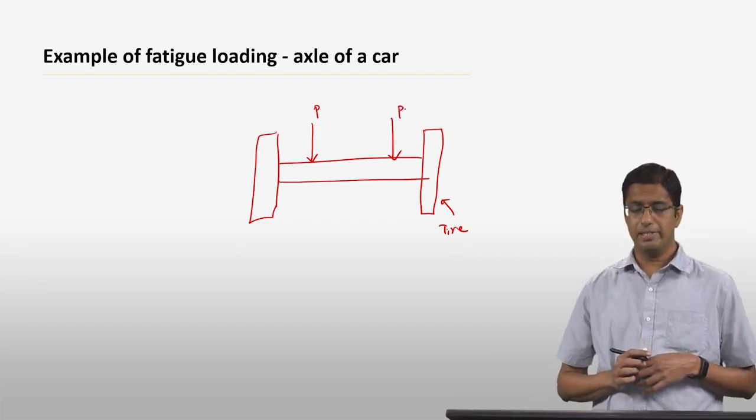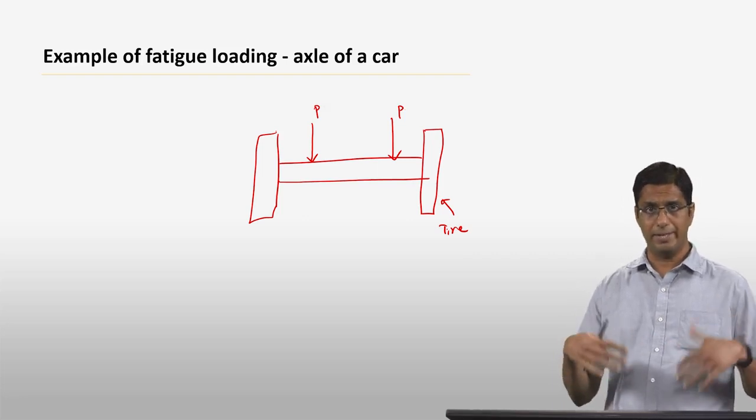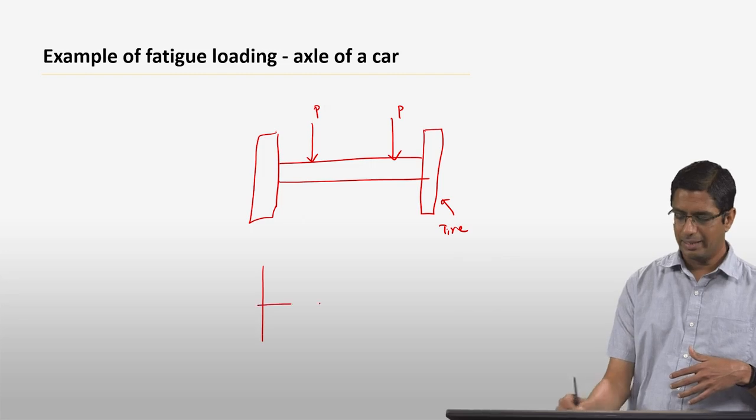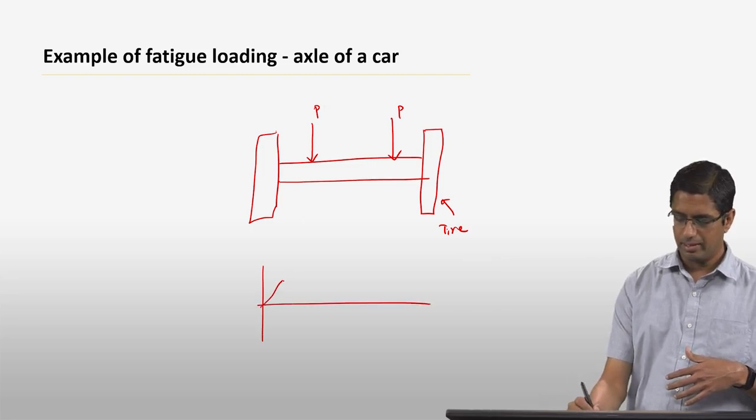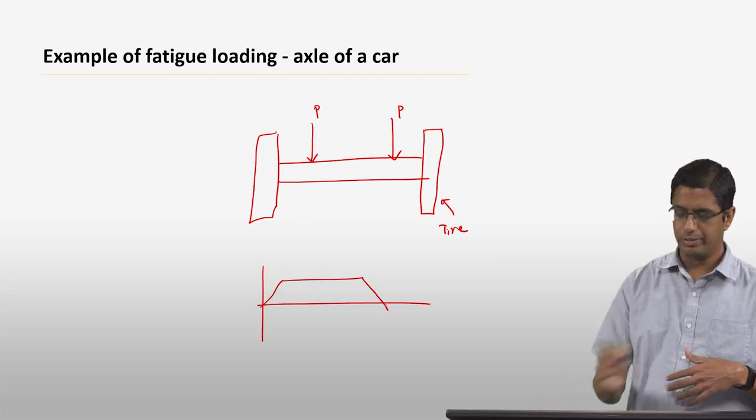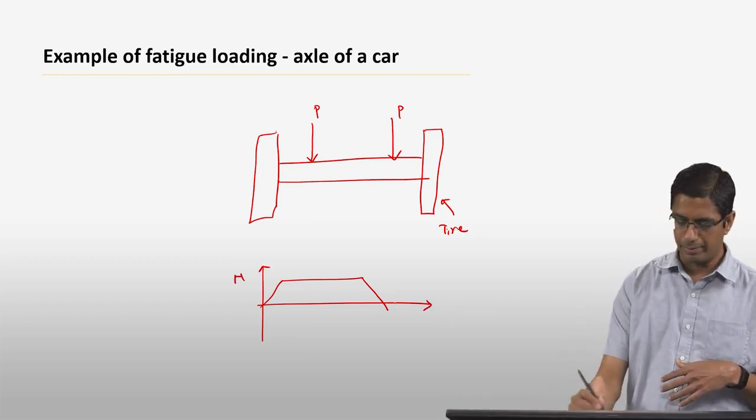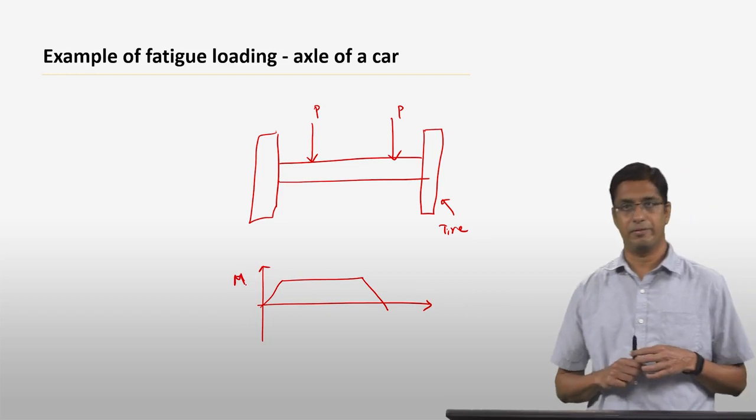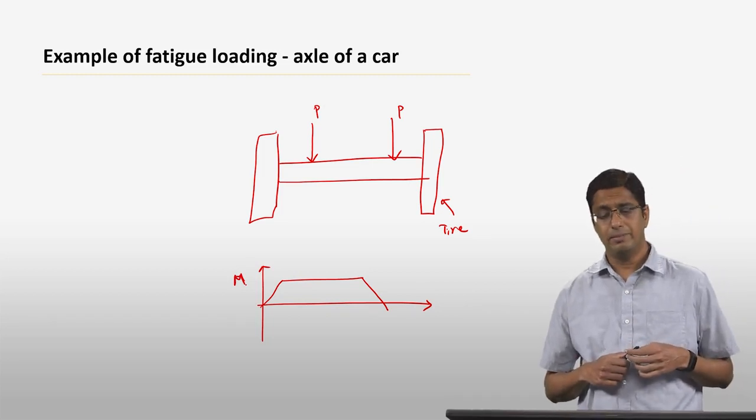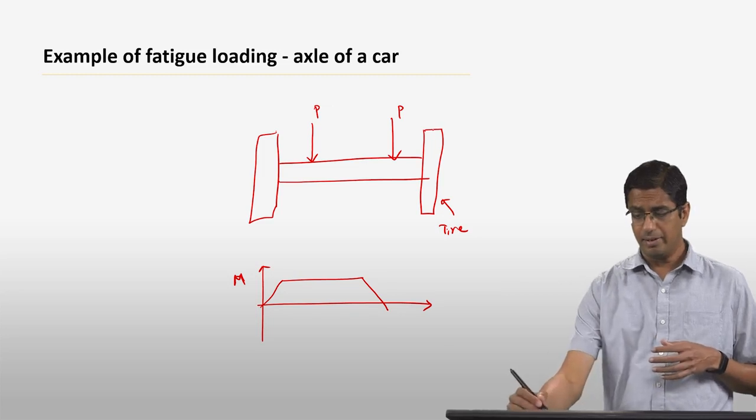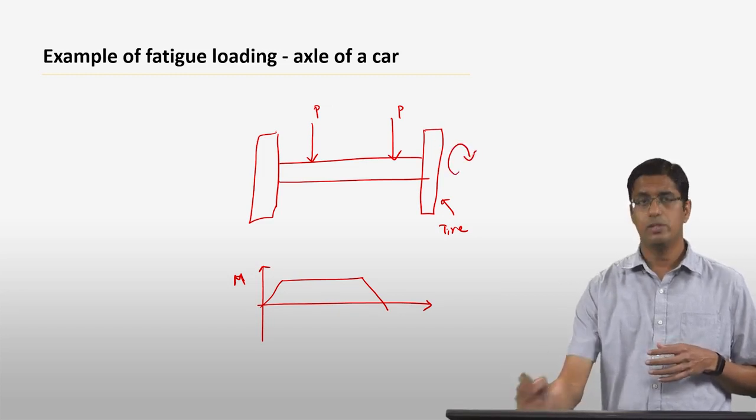So because of these two forces, you're going to have a bending load. And if you draw the bending moment diagram for something like this, it might look something like this. It is going to be constant between the two forces and it's going to be like that. So that is going to be a bending moment. I may not be very particular about the sign here, but the magnitude is kind of going to look like that. Now, this is a bending load, but your tires are rotating, right? So what is going to happen?